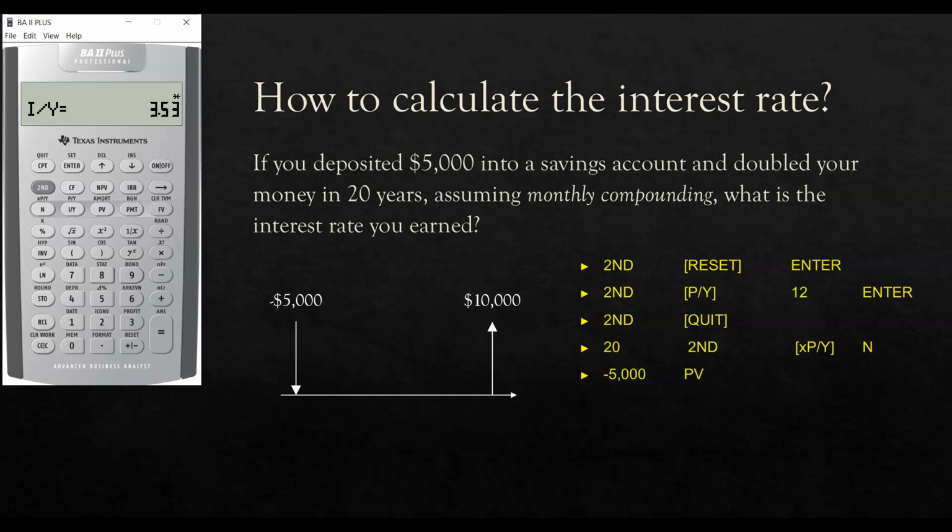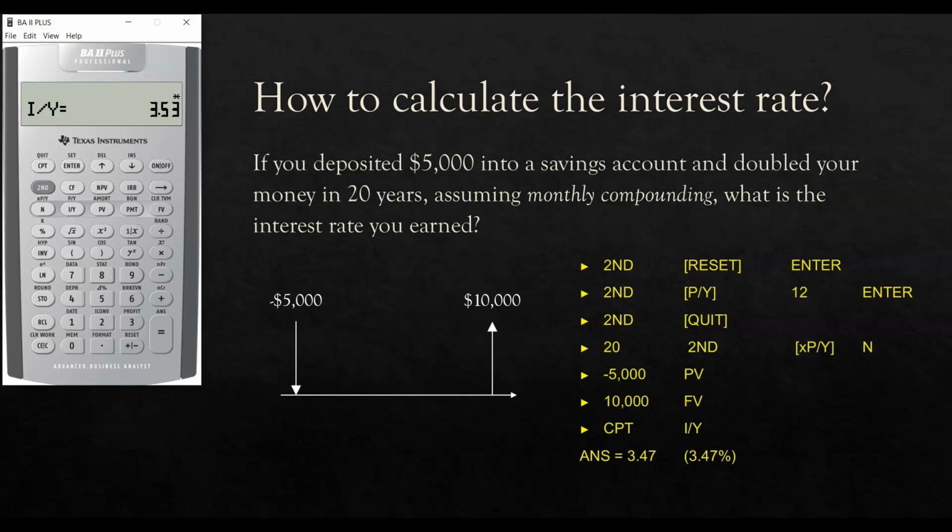We still enter negative 5,000 as the present value, and then we put in 10,000 as the future value. Then we can go ahead and solve for the interest rate. In this case, the interest rate that you're getting is already an annual number, so you don't have to make any adjustment here. So with monthly compounding, you're earning 3.47% per year. So this is how you handle monthly compounding.